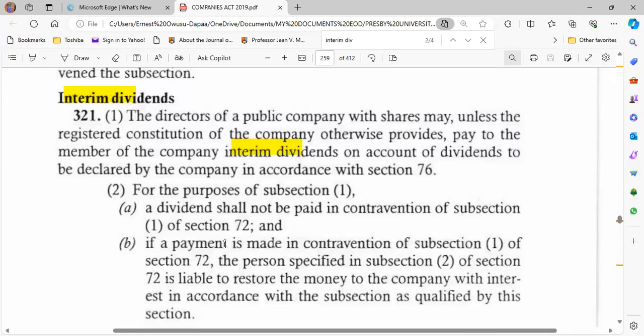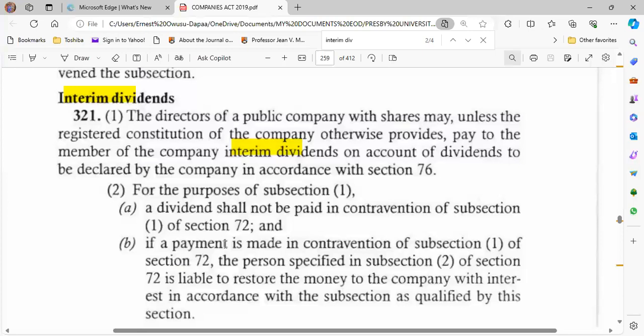So, as the term suggests, interim means that these are dividends that we are paying to shareholders ahead of the formal or official declaration of dividends.